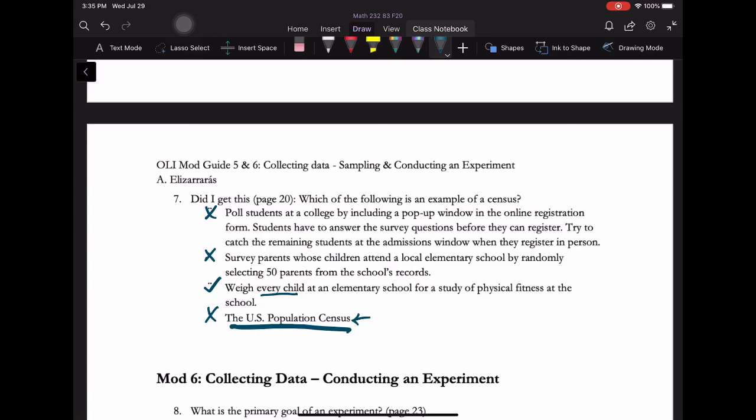That concludes Module 5. We're going to move on to Module 6's guide.